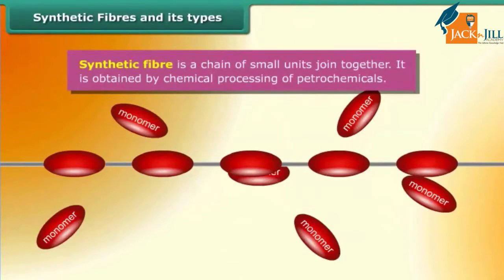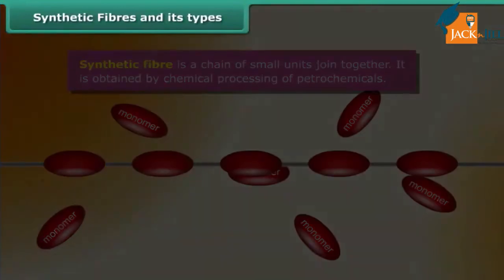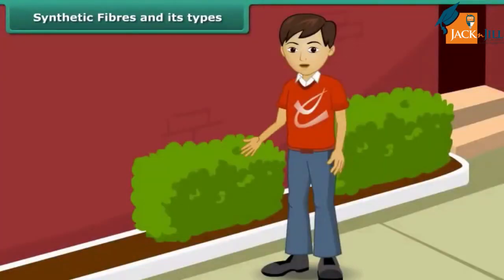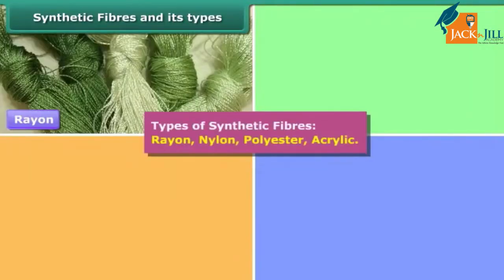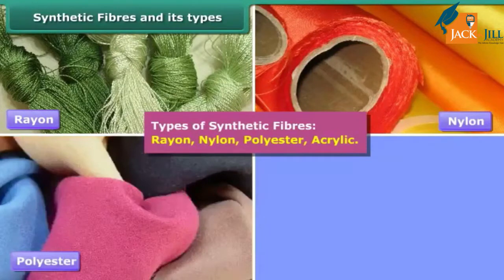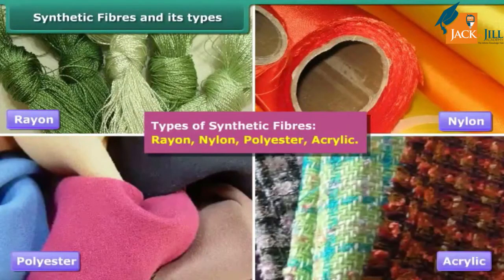The synthetic fibers are obtained by chemical processing of petrochemicals. Can you recall the various types of synthetic fibers which you use in your everyday life? Depending upon the types of chemicals used for manufacturing synthetic fibers, they are classified as rayon, nylon, polyester, and acrylic.